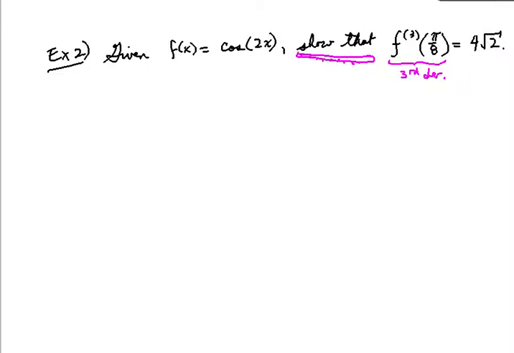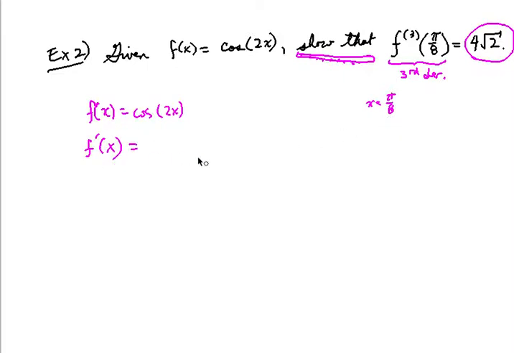Okay, so that's what it means when you have these show that situations. Show that means start with what's given to me, use a series of logical steps and the information given to get to the desired result, which is this part right here. Okay, so let's start with f of x. F of x is the cosine of 2x. So I need to do the differentiation process 3 times, and then I'm going to plug in x equals pi over 8 into the third derivative.